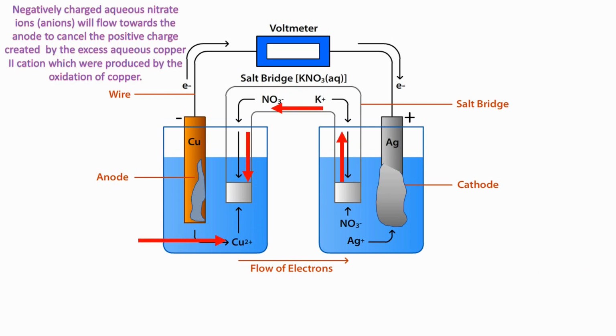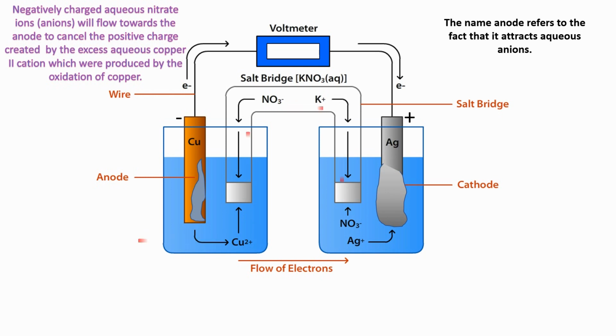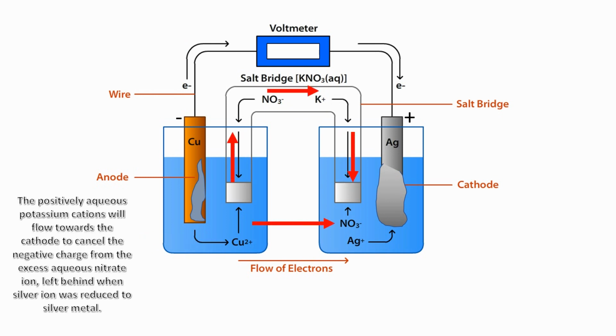Negatively charged aqueous nitrate ions or anions will flow towards the anode to cancel the positive charge created by the excess aqueous copper 2+ cations, which were produced by the oxidation of copper. The name anode refers to the fact that this electrode will attract aqueous anions.